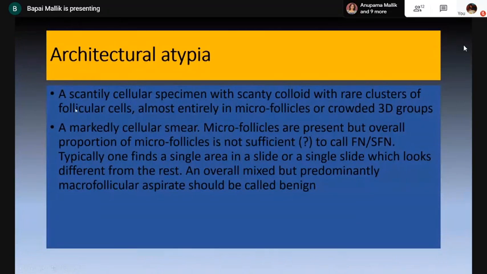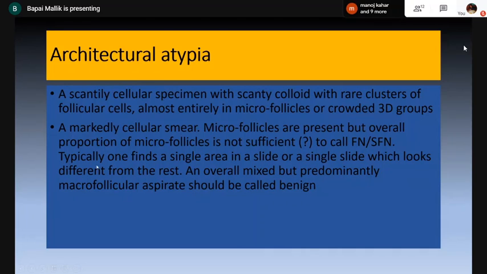Or it could also happen in a markedly cellular smear. So there appears to be a bit of a dichotomy. Not really. It could happen in a markedly cellular smear where the microfollicles are present, but the overall proportion of microfollicles is not sufficient. They have not given us a number. So there are microfollicles, but most of the cells are macrofollicles, okay? So you see macrofollicles, everything else looks benign, but you see a few microfollicles here and there. So you may call those AUS due to architectural atypia.